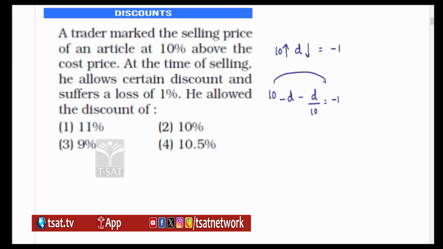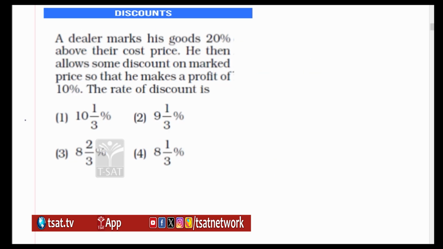So, if this goes there, it becomes minus 11. Minus 11 D by 10 is equal to minus 11. D is equal to 10%. But you can use the values and say that is much simpler than this. Look at the next sum.